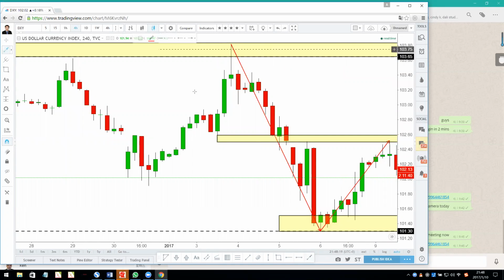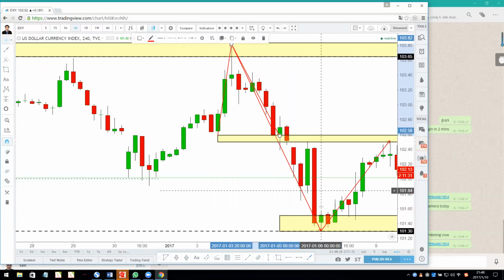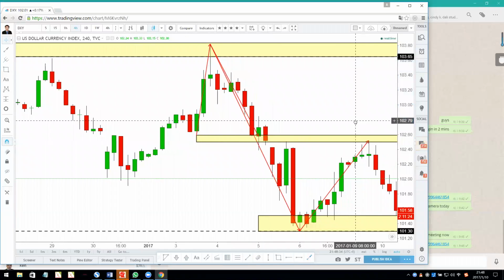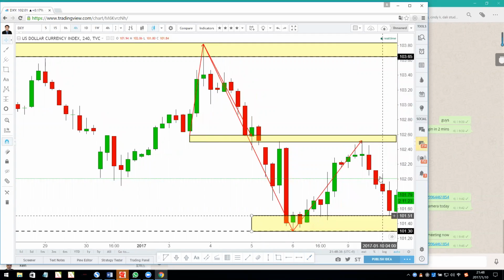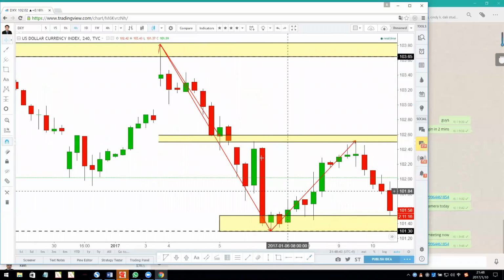A neckline means that there is a head, so this is the head, the first top, and this is the neckline. Break the neckline, pull back, you can short. It pulls back again, see the price action, you can short again. However, the second short, look here. Where does the price go into? It goes into this structure, right?